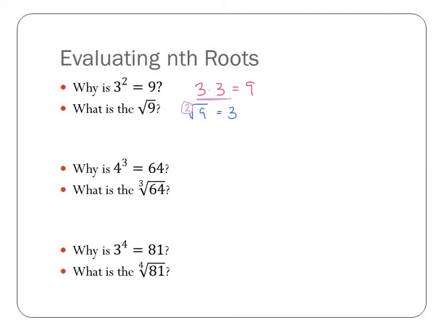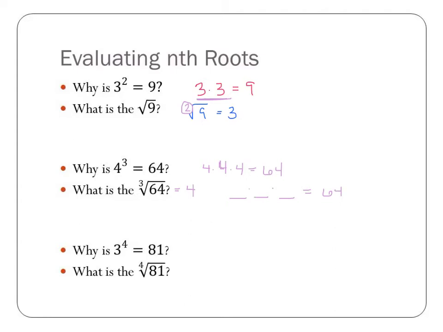Okay, so why is 4 cubed 64? Well, the basic answer is because 4 times 4 times 4 is 64, because to cube something means to take it times itself 3 times. So what is the cube root of 64? This is asking us what times itself 3 times is 64. Well, the answer is 4, because 4 times itself 3 times is 64.